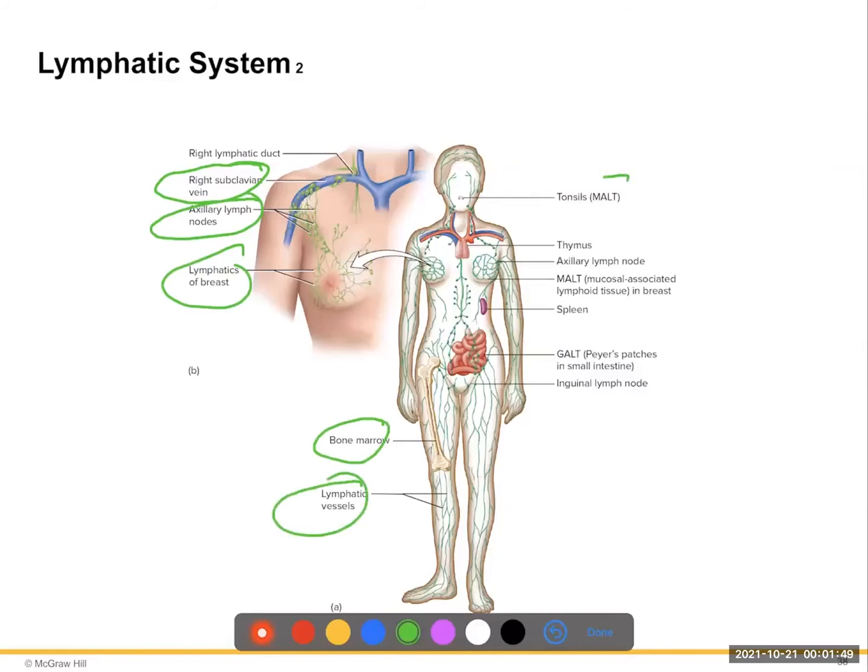You have the tonsils, which are part of your MALT system. You have the thymus, which is where your T cells develop. The T cells become activated so they can start their function. MALT is your mucosa-associated lymphoid tissue, which is also in the breast. And the spleen, which actually recycles your red blood cells. And you have the Peyer's patches of your GALT. And then the inguinal lymph nodes in the groin area.